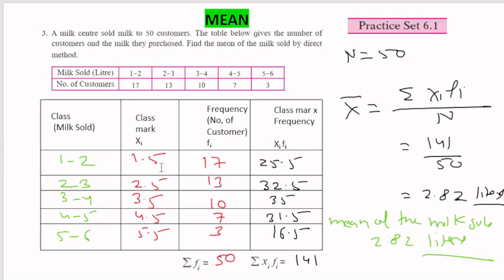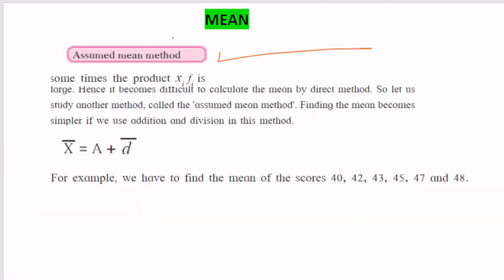Here only, 17 into 1.5, many of you got confused, and multiplication is difficult for you, right? What if it is 15,000 or 20,000? Then it becomes difficult. So for those purposes, we have to use the assumed mean method as well. What is the assumed mean method? We have to assume some mean and then proceed. I'll show you how. But here is the formula.